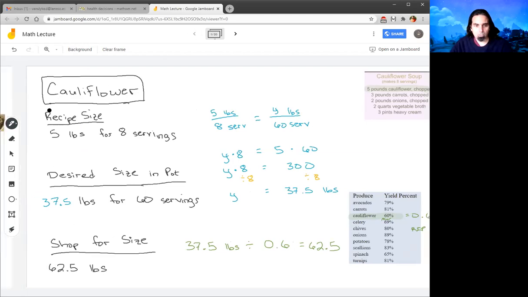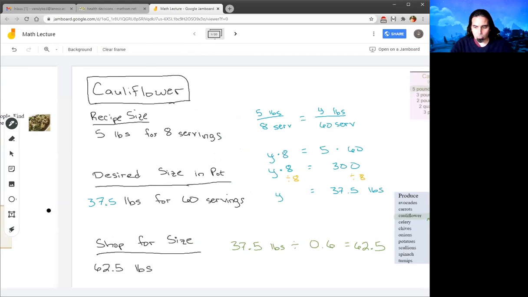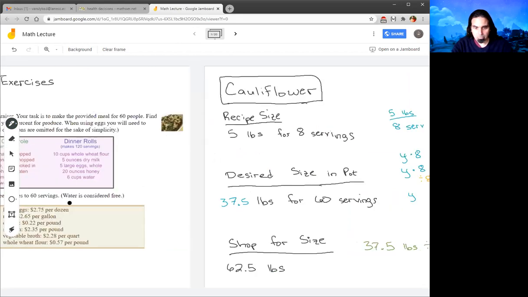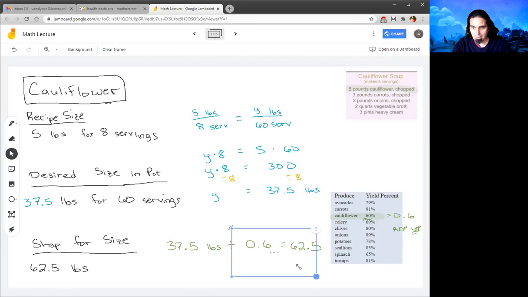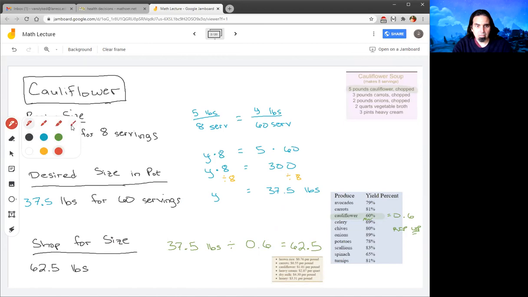Then finally, cauliflower costs $1.01 per pound. So we will take the amount we needed to shop for, multiply it by $1.01, and get $63.13.